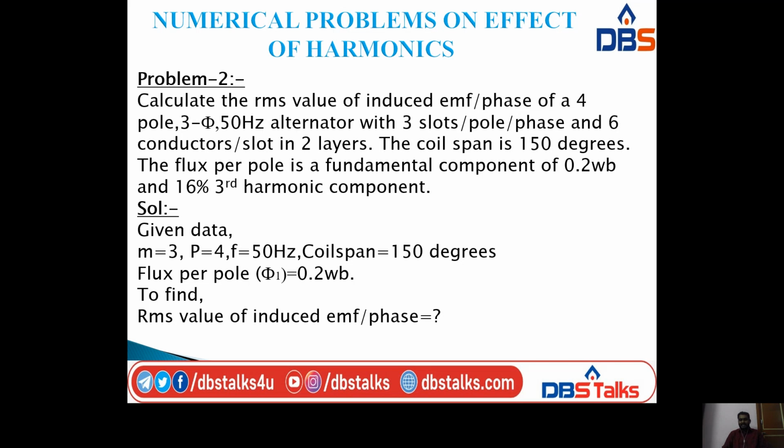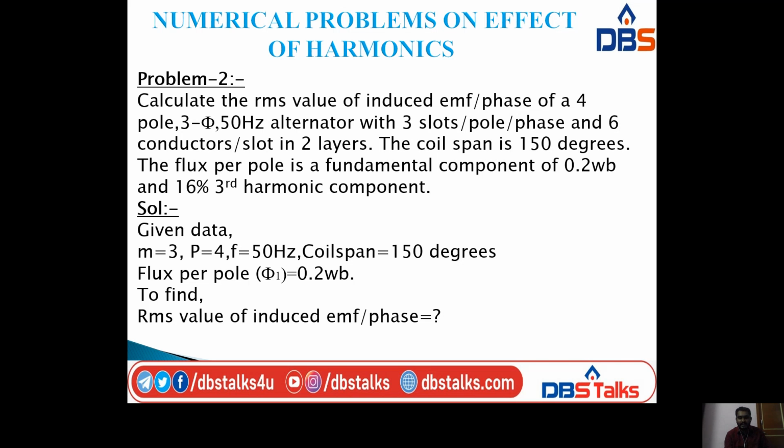Okay, so firstly we will take the solution by taking the given data. In the problem they gave the m value, that is the number of slots per pole per phase, the value is 3. From that I am writing m is equal to 3, and they gave the number of poles P is equal to 4, and frequency 50 hertz, and the coil span is 150 degrees, and the flux per pole phi 1 is equal to 0.2 Webers, for the fundamental component. Here the fundamental value is 1. That's why I'm taking the flux value phi 1 is equal to 0.2 Webers. So from this we have to calculate the RMS value of induced EMF per phase.